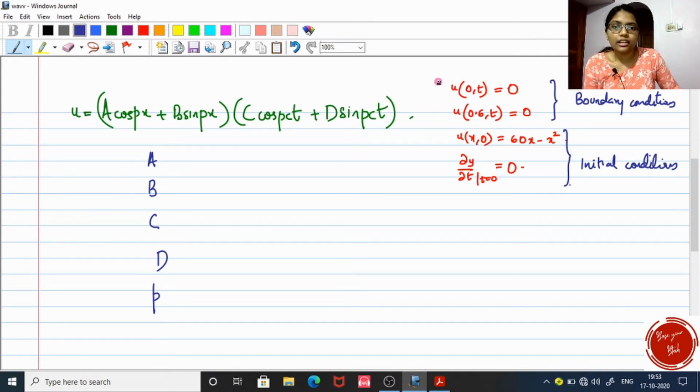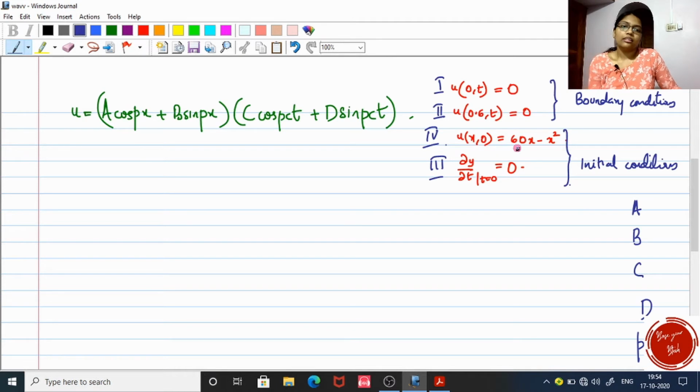The first condition is this one, and this would be the second one. And third, I will take this one. Why? Because we need the RHS term to be 0. Then only we will arrive at some values. After putting in all the conditions whose RHS is 0, we will take the last one, which has the RHS 60x minus x square. This is known, so let us keep it for last.